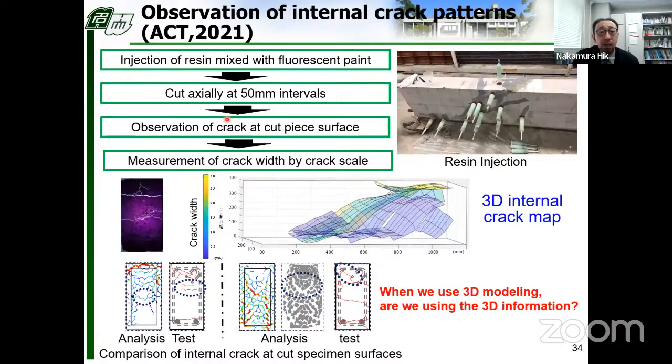The information was the observation from outside, but the internal information is also important and has worth to utilize with numerical result. This is one example about the procedure to get internal crack pattern. This is an example of observation of crack at a section. By performing the process to all sections, a 3D internal crack map is described like this. I think the 3D internal crack map is probably the first trial in the field of RC structure.